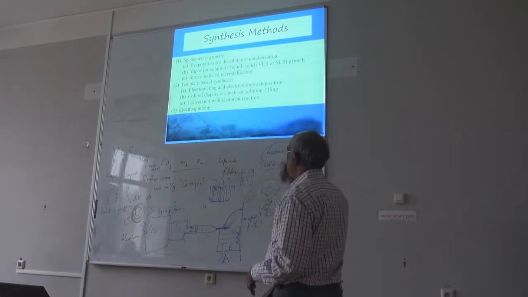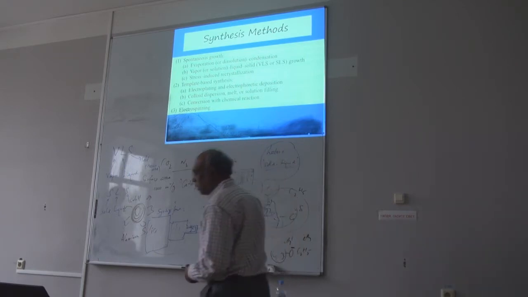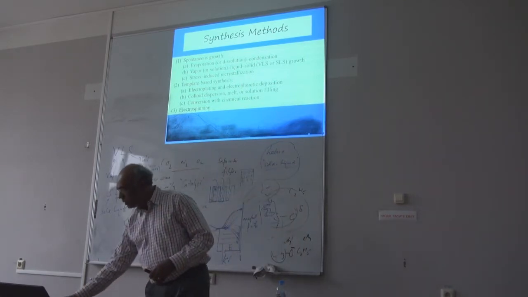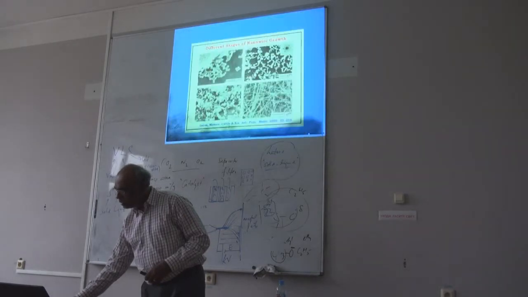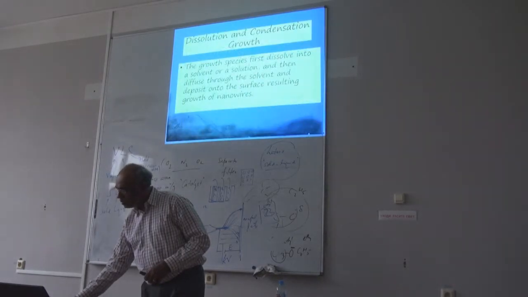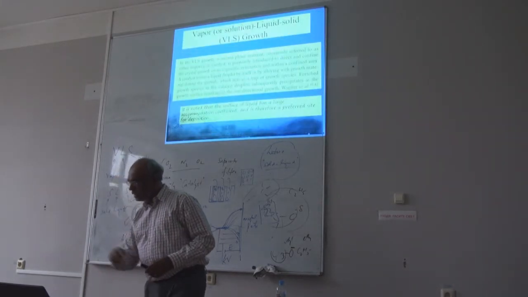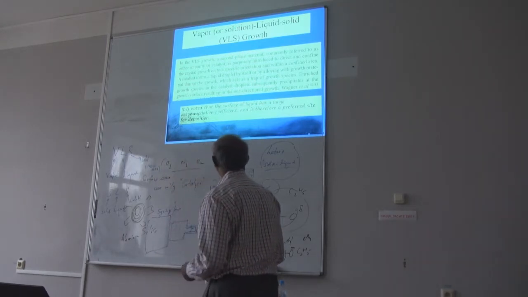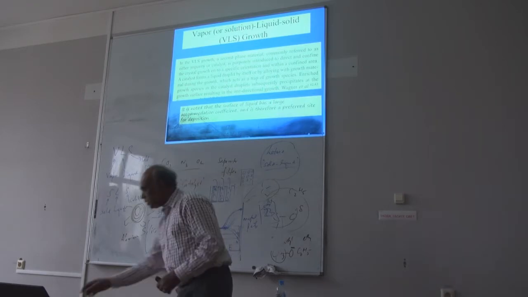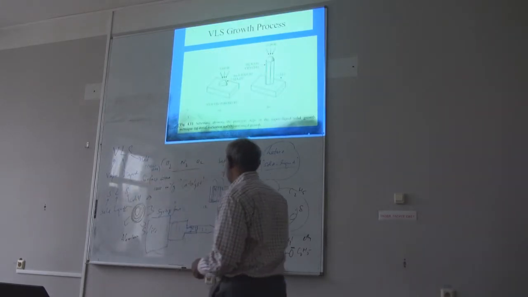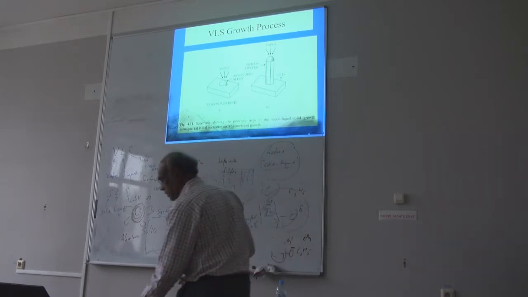These are the three techniques to make nanowires and nanotubes. Let me quickly go through. This one is not important. So I'll start from this one. VLS growth. I think this is very important. In the VLS growth, you need to have something called a catalyst here. Suppose I want to grow silicon nanowires.